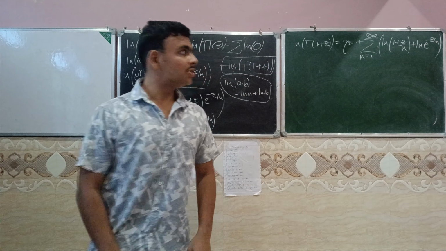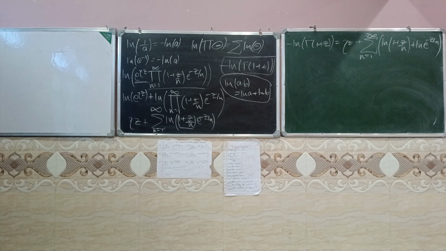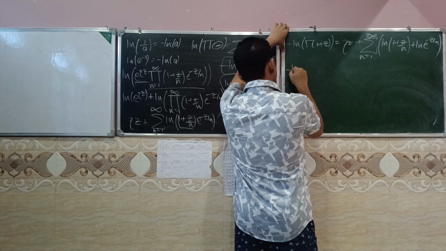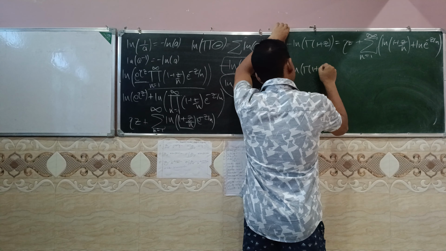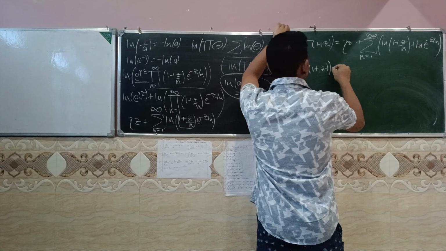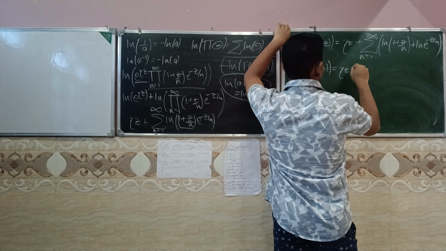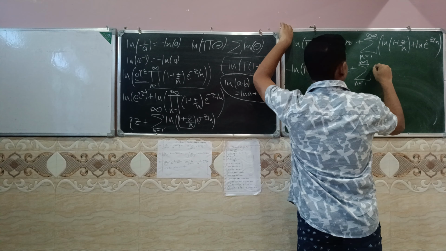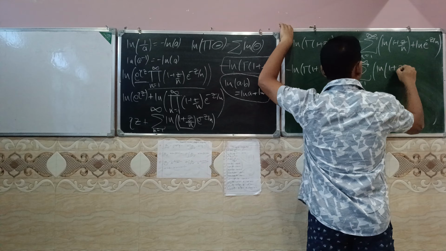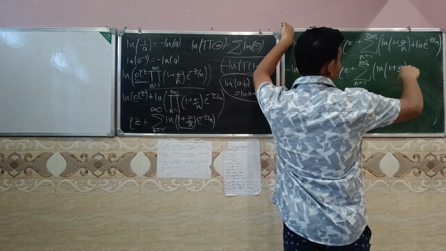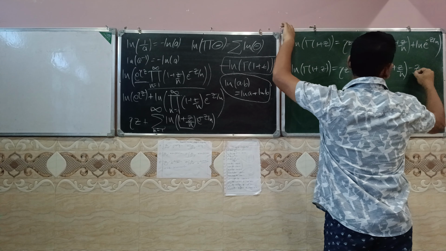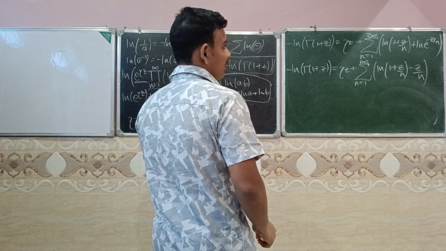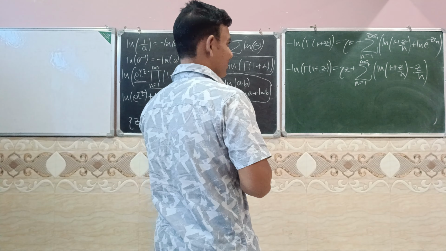I hope you guys can see all the stuff, and let me just check this once. Yeah, everything is fine. So we have negative natural logarithm of gamma of 1 plus z equals the Euler-Mascheroni constant times z plus the infinite sum of the natural logarithm of 1 plus z over n, and this can be written as negative z over n because the natural logarithm of e is 1. Okay, so far it's perfect, fine.